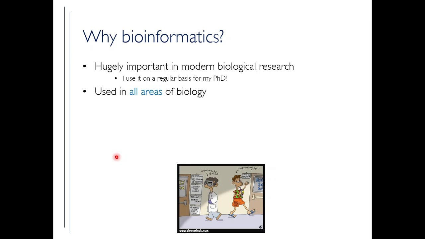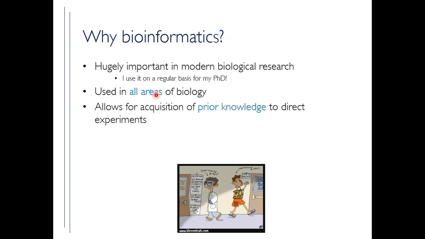So as I said, it's used in pretty much all areas of biology, but especially genetics, molecular biology, that sort of area. It allows for acquisition of knowledge to sort of direct experimental procedures and form hypotheses. So that's quite important. Again, you will either use bioinformatics at the start to direct your experimental procedure and your hypotheses. You might use bioinformatics during the actual collection of data, or indeed to analyze data afterwards. So it really is an integral part of modern biological research.